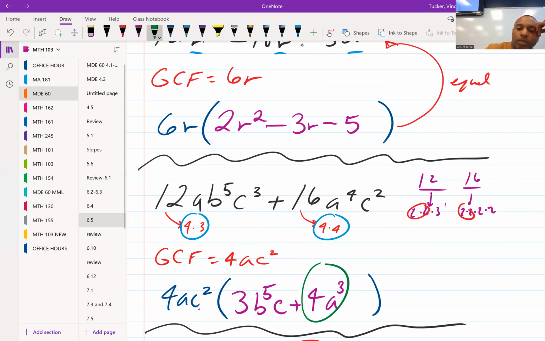Then for the second term, 4 times 4 is 16, so I'm left with a 4. Took out one of the a's, so I'm left with 3. And then c squared, all of that is out front, so no c is inside the parentheses for that second term. All right, questions?